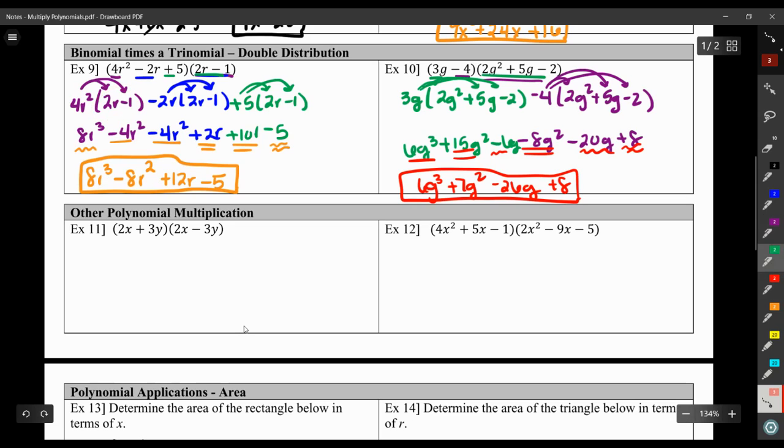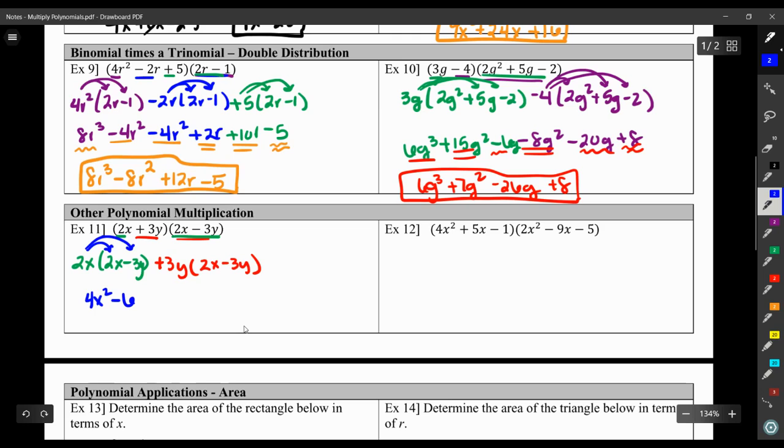So for number 11, let's look at this one. Number 11 works very much like regular binomial multiplication. So 2x times 2x minus 3y, then positive 3y times 2x minus 3y. And then we multiply. So 2x times 2x makes 4x squared. 2x times a negative 3y, well, 2 times negative 3 is negative 6, and x times y is just xy.